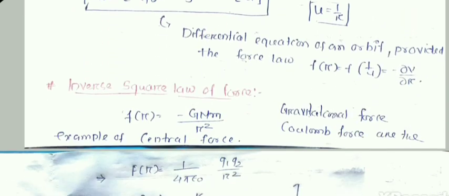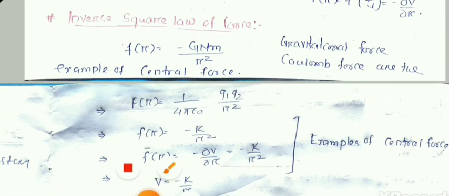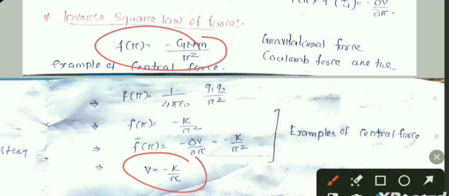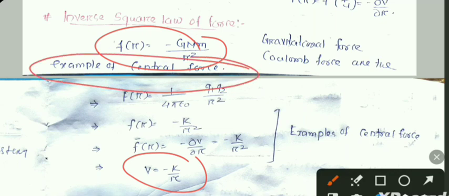Next is the inverse square law. What is the inverse square law? Generally v is equal to minus k by r is the inverse square law. In the gravitational force, the formula is given by G capital M small m by r square. This is an example of a central force, that is, the gravitational force and Coulomb force.